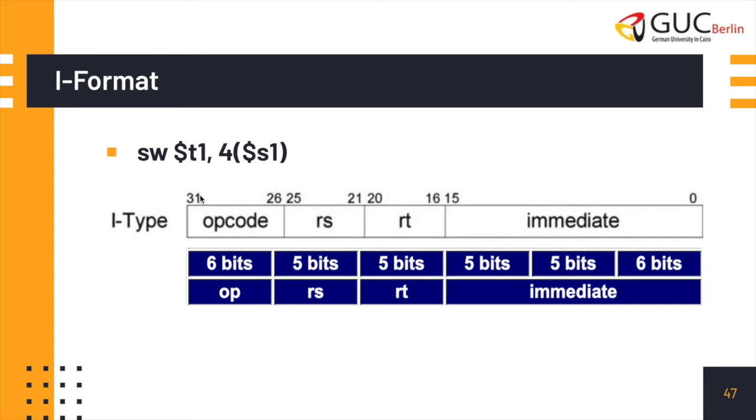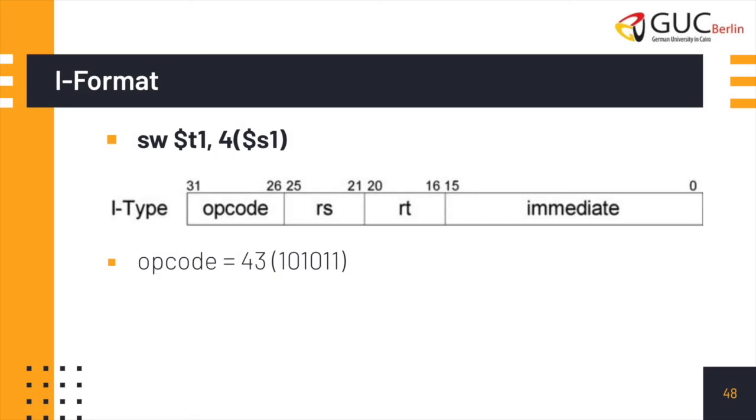Definitely the I type has an opcode of 6 bits, RS 5 bits, RT 5 bits, and an immediate of 16 bits, but in store word we call it an offset and not an immediate. Now let's decode and transform this assembly instruction into what? Into machine code, or binary zeros and ones. The store word opcode is 43. You can get it from the table that will be given in the exam.